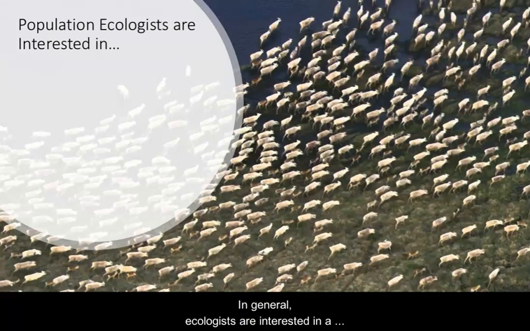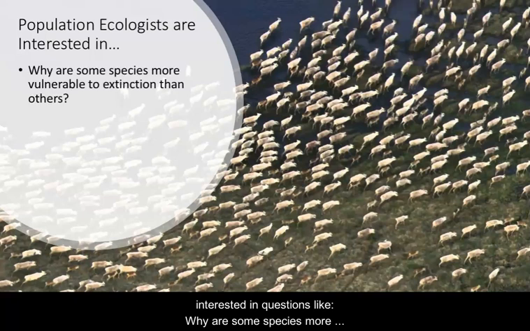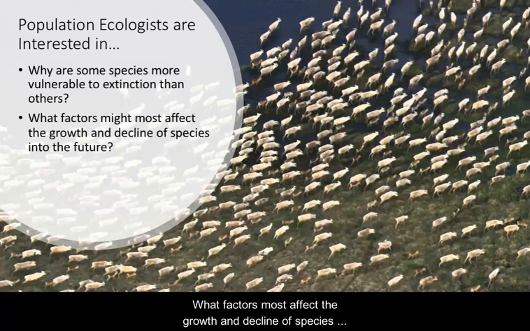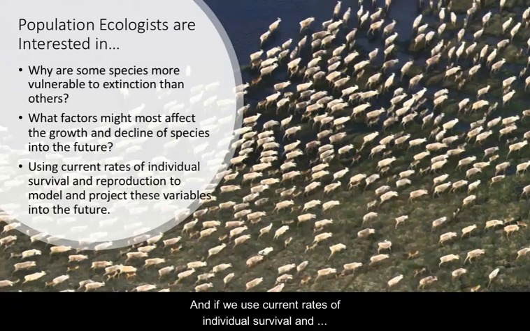In general, ecologists are interested in a lot of different topics, and population ecologists specifically are interested in questions like, why are some species more vulnerable to extinction than others? What factors most affect the growth and decline of species into the future? And if we use current rates of individual survival and reproduction to model and project these variables into the future, what might that look like? Of course, there's a lot of other topics we're typically interested in, but those are three of the big ones.